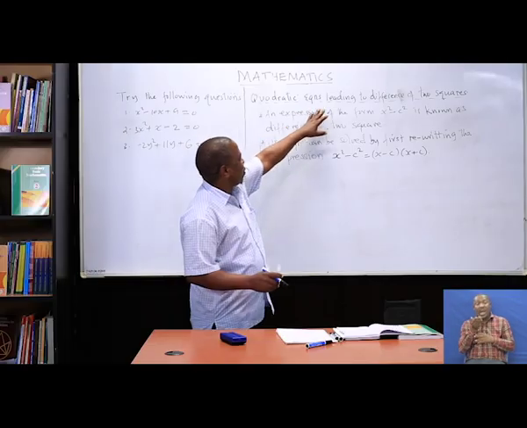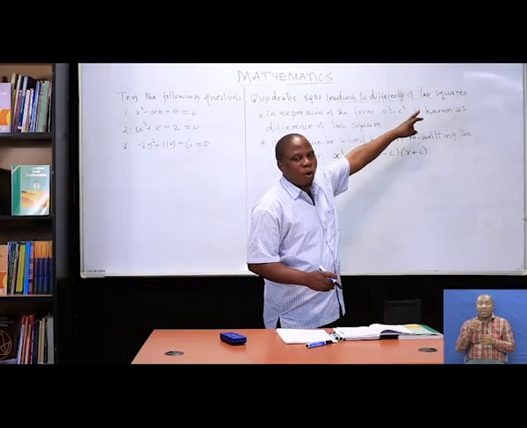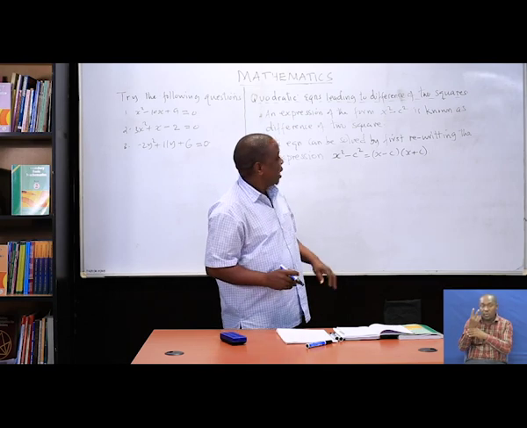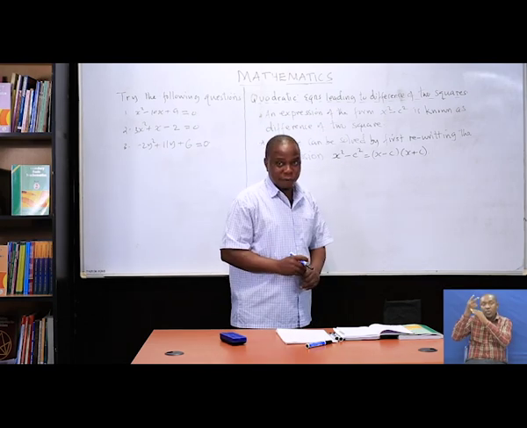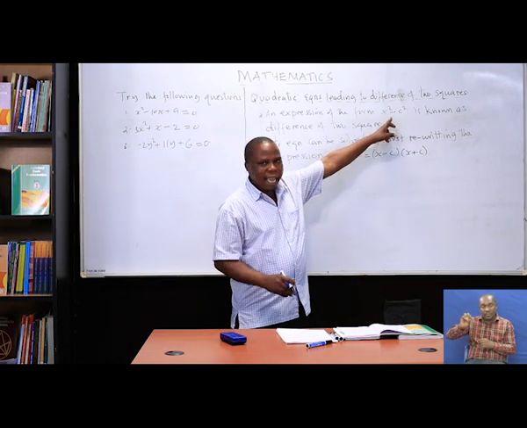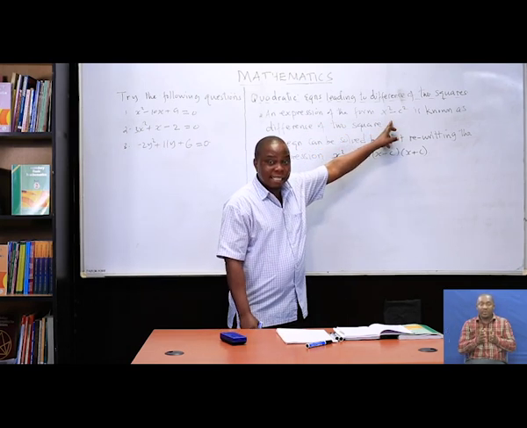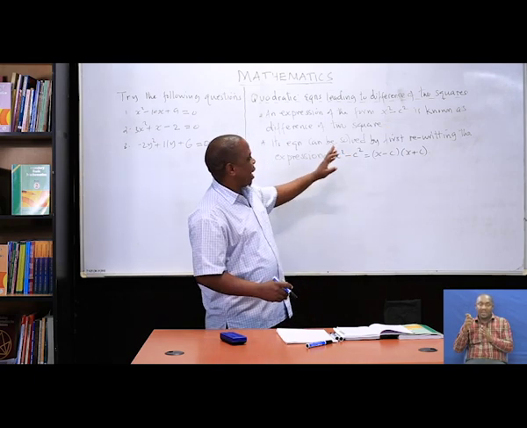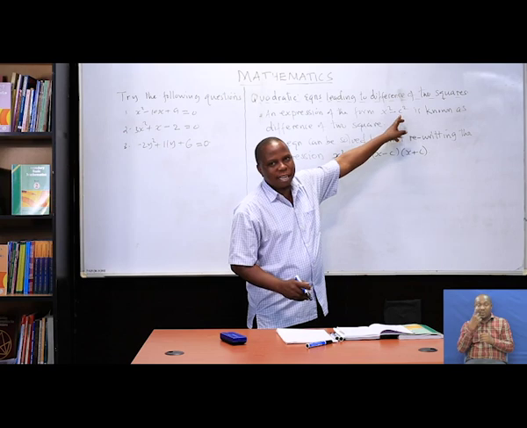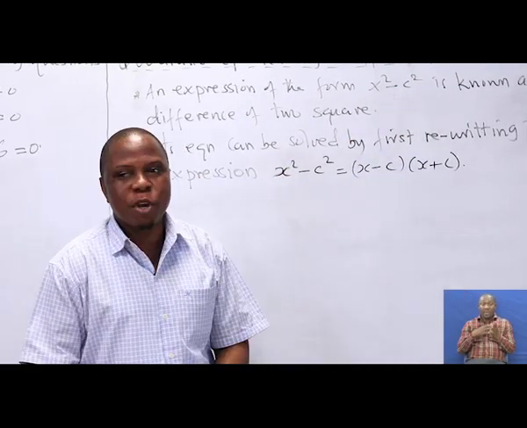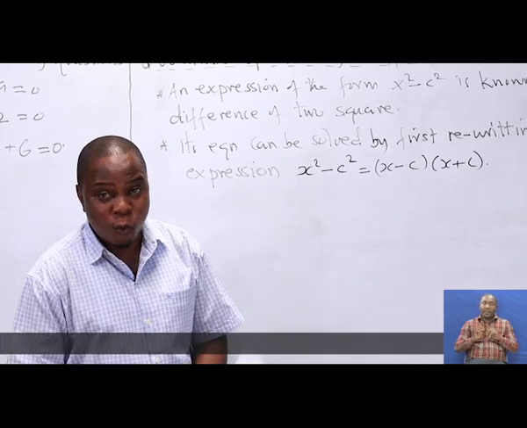These are quadratic equations leading to the difference of 2 squares. When you were doing the previous topic, you discussed what the difference of 2 squares is. An expression of the form x squared minus c squared is known as the difference of 2 squares. As you can see, this is a square and this is a square. Here there is a minus sign, which is the difference. So this kind of expression, we call it the difference of 2 squares.